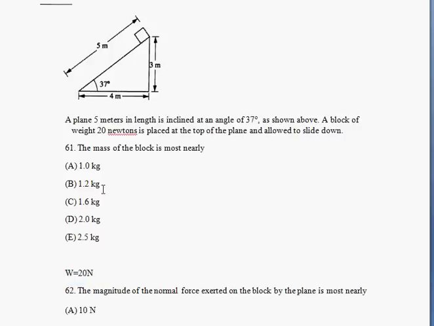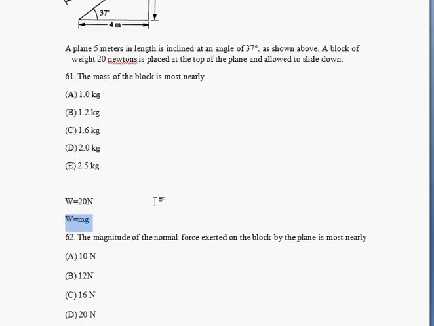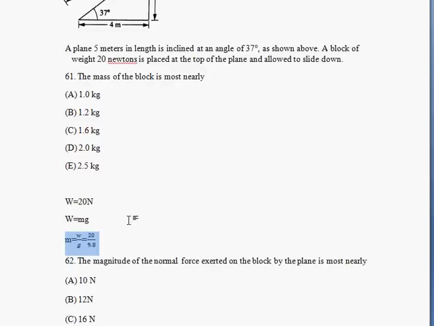And the first question is easy. The mass of the block is most nearly... It's asking for the mass. It's very easy. And you know the weight is equal to mg. So all you have to do is rearrange for m, which is weight over g, which is 20 over 9.8, m equals 2.04, which is approximately 2 kilograms. The answer is D.